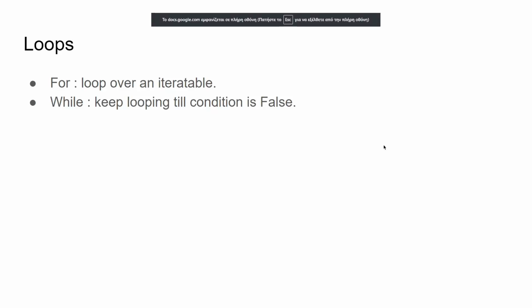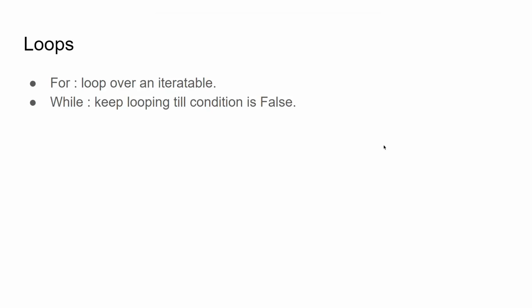Okay, so loops in Python are very important. You have two ways you can do loops. You can either loop using a for operation or a while operation. And right now we're going to see how these two operations work.